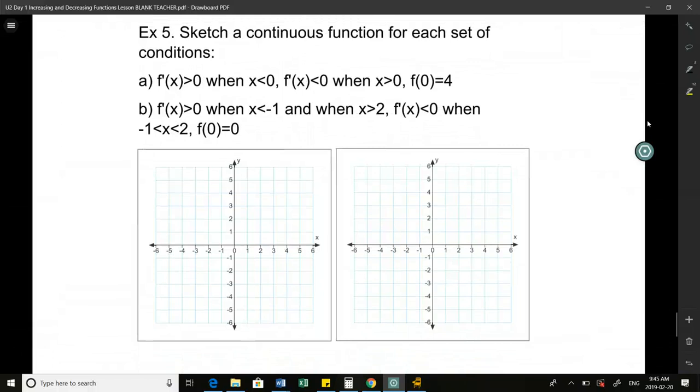Okay, so we are going to sketch continuous functions, so no gaps is what continuous means. Guys, focus in here for the last few minutes. This shouldn't take long.